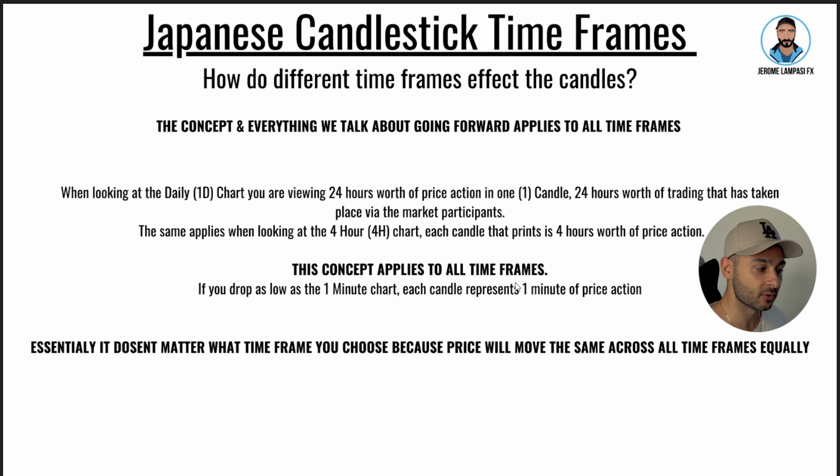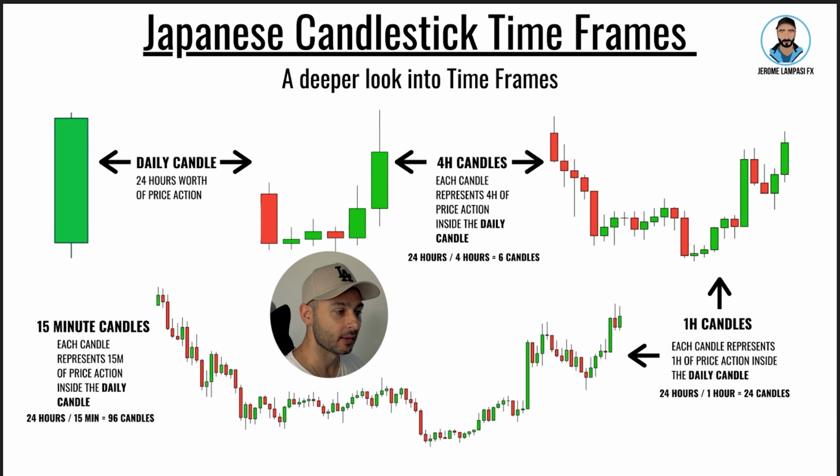If you drop as low as to the 1 minute chart, each candle is going to represent 1 minute of price action. Essentially, it doesn't matter what time frame you choose because price will move the same across all time frames equally. So let's get into more of a deeper look into time frames. As you can see here, the daily candle, 24 hours worth of price action. So when you go into your charts and you select the daily time frame, you'll see 24 hours worth of price action in one candle.